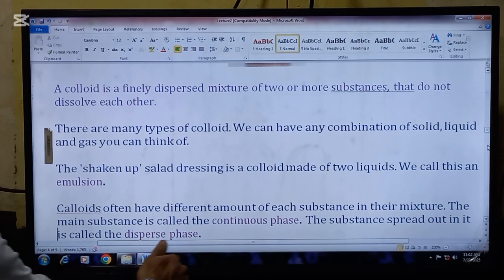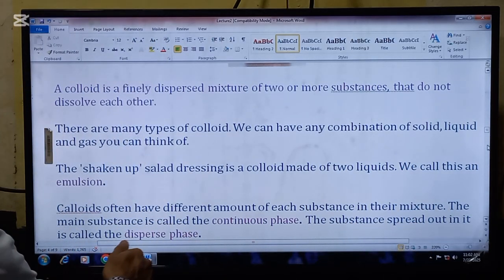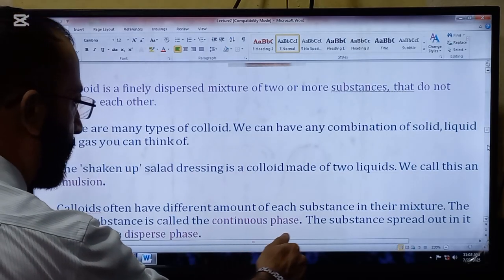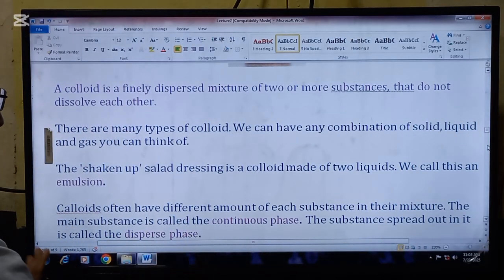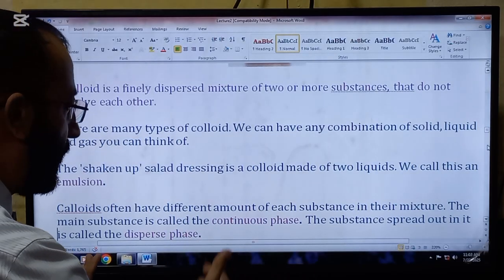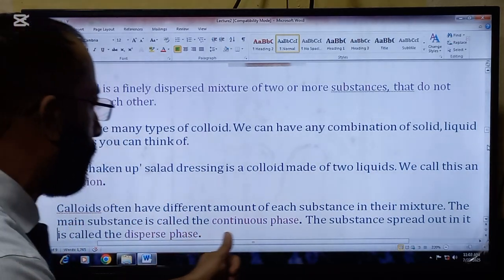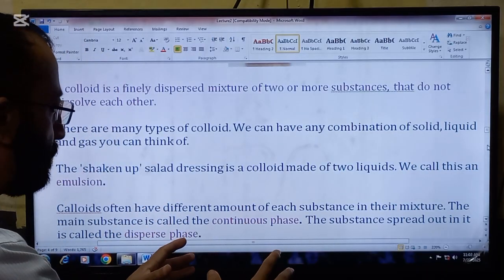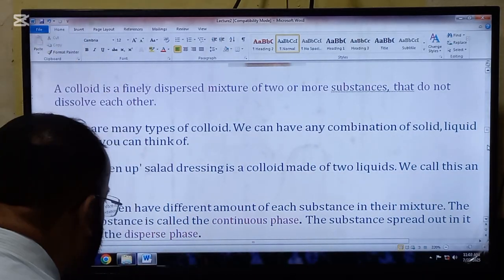Colloids often have different amounts of each substance in their mixture. The main substance is called the continuous phase. The substance spread out in it is called the dispersed phase. So the thing that is present in bigger amount in the colloid is called the continuous phase, and the thing that is present in smaller amount in the colloid is called the dispersed phase.